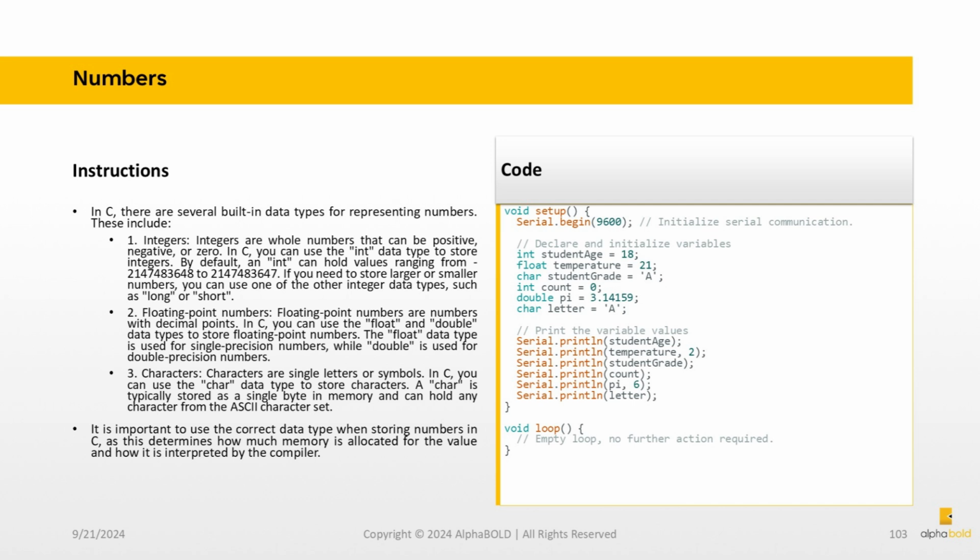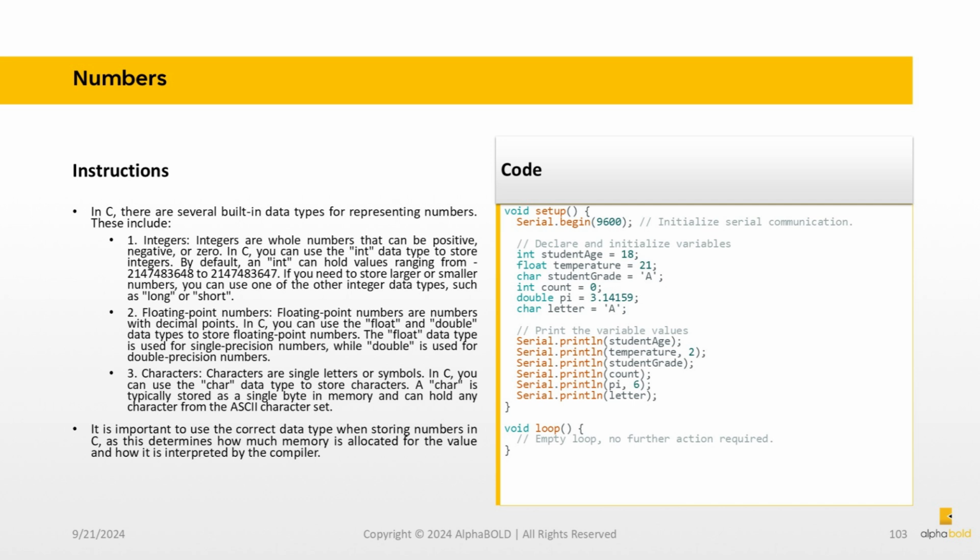2. Floating point numbers. Floating point numbers are numbers with decimal points. In C, you can use the float and double data types to store floating point numbers. The float data type is used for single precision numbers, while double is used for double precision numbers.